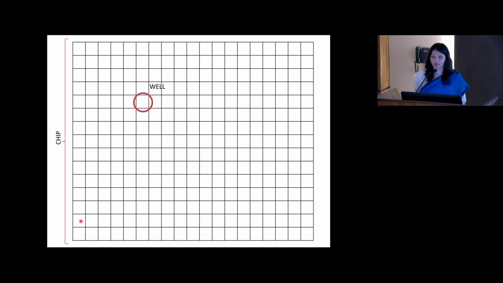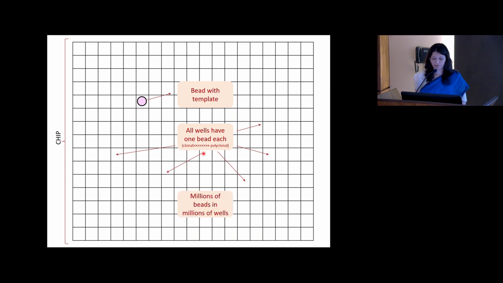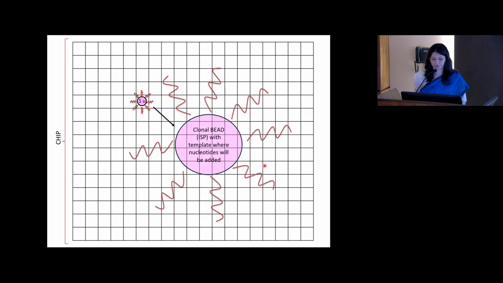Like Illumina, which we discussed, occurs on a flow cell, here there is a chip that has numerous micro wells, and in these micro wells these beads with template are present. All these wells will have these beads, most of which are clonal, so millions of beads in millions of wells. That is why it is called massively parallel sequencing.